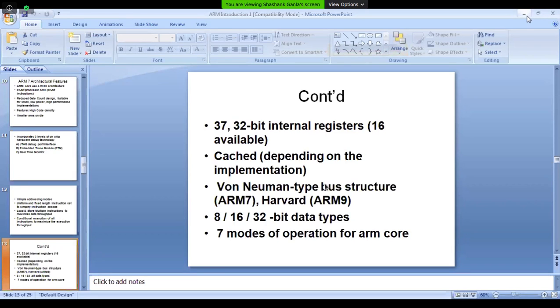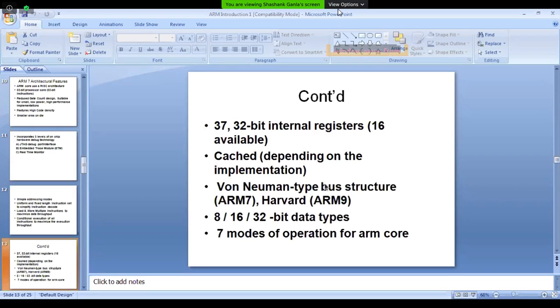So this is what we mean by: though there are 37 registers, each 32-bit in size, the maximum number of registers that we can access in a mode of operation is restricted to 16 registers per mode, not more than that. Among these 16 registers, some are common to all modes of operation. Some are uniquely accessible in that respective mode, but not in the other modes.